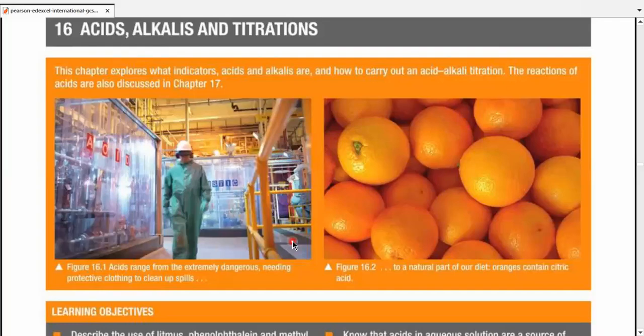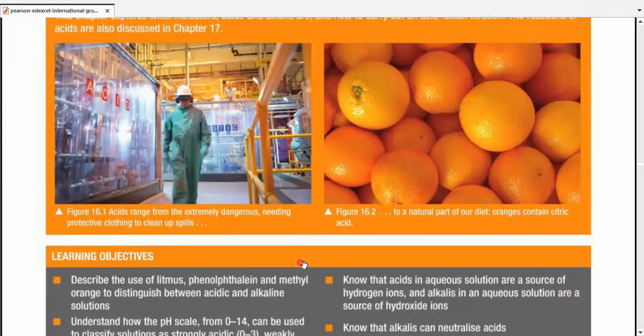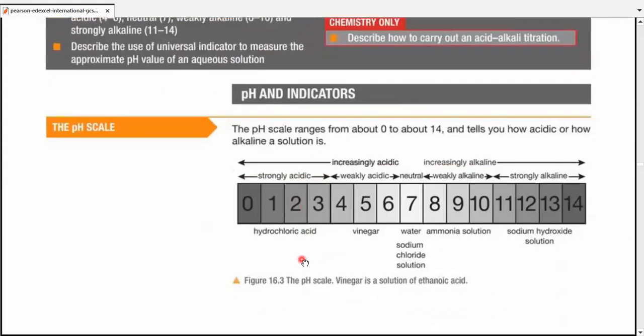So, acids, alkalis, and titrations. We start with the pH scale and talk about the indicators first. The pH scale ranges from 0 to about 14, and it tells you how acidic or how alkaline the solution is. We use the pH scale in simple numbers to make it easier for us, and these numbers actually represent specific parts of the acidity or alkalinity.